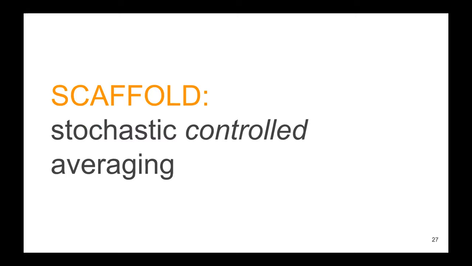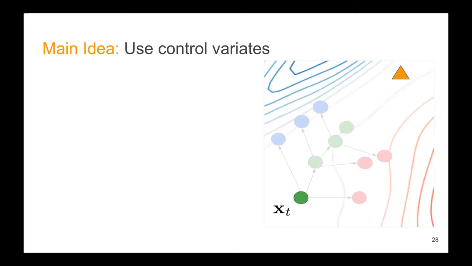Okay, so let's come back to SCAFFOLD, which is our way of correcting Fed averaging for this problem. What is the idea here? We are going to introduce a correction factor. You can think of it as a control variate, if you're familiar with things like SVRG or SAGA and so on.